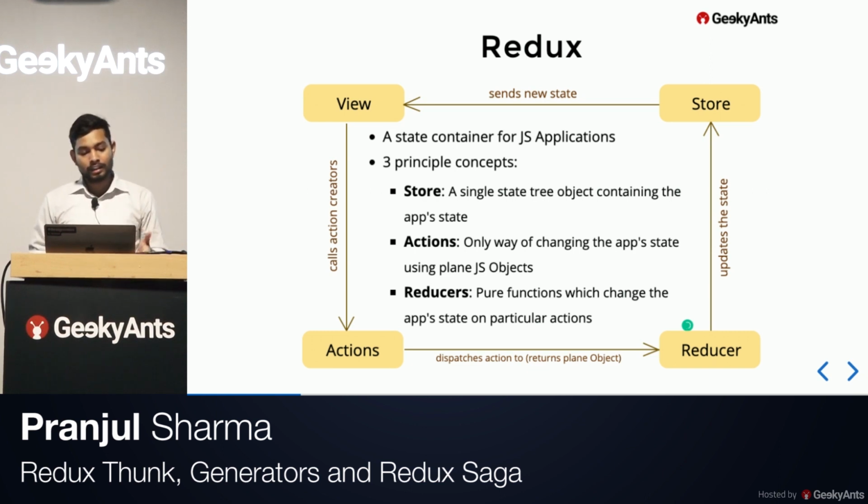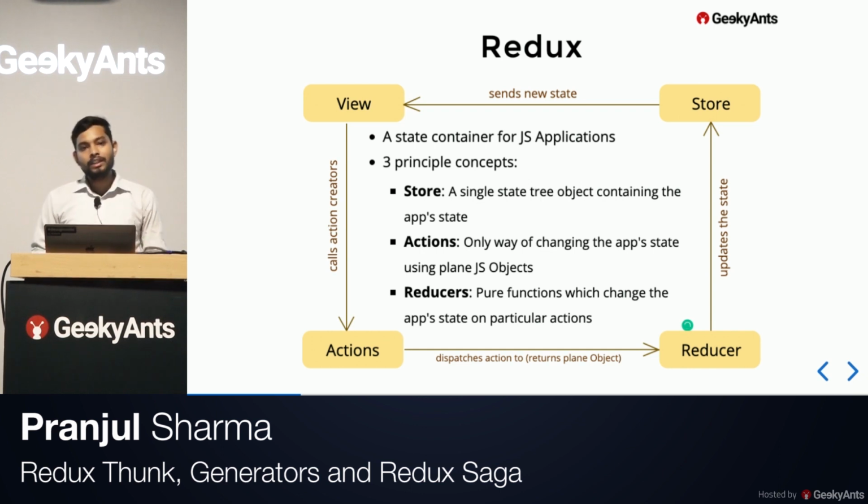Since it is a single object, we can just directly JSON stringify it and then parse it later and provide it as an initial state for our store. Now we have our store, we need to modify it. So for that we have actions. Actions are our only way through which we can modify our app state.